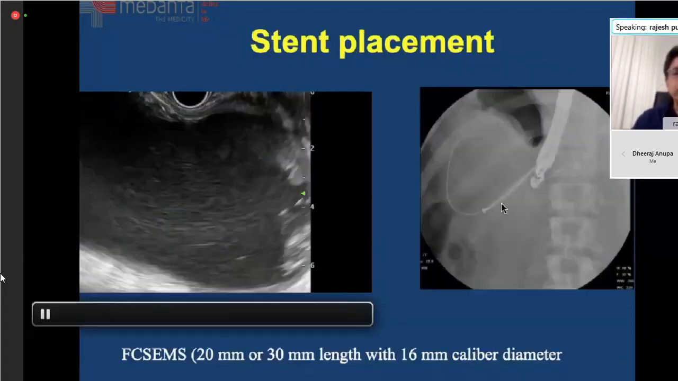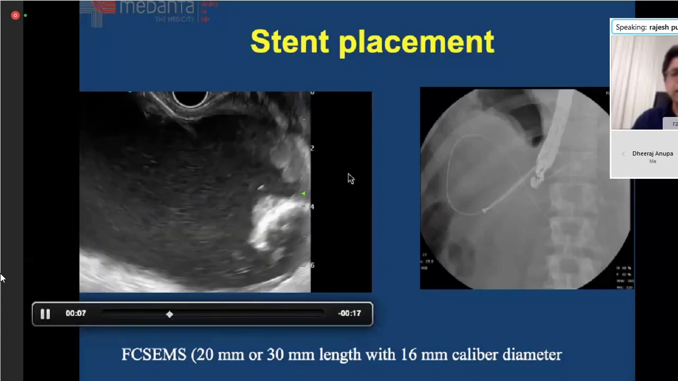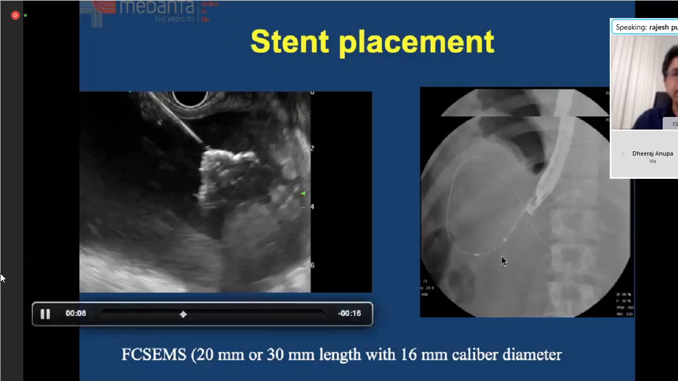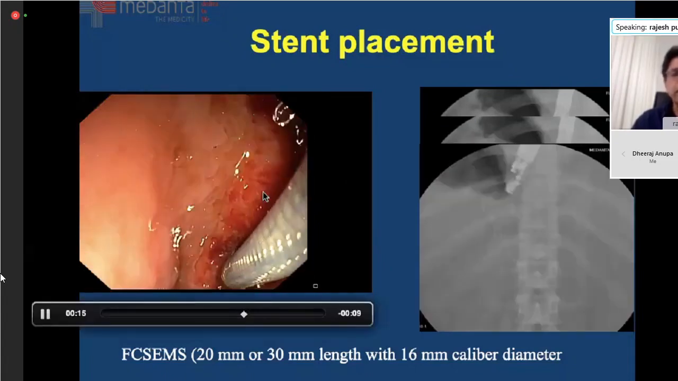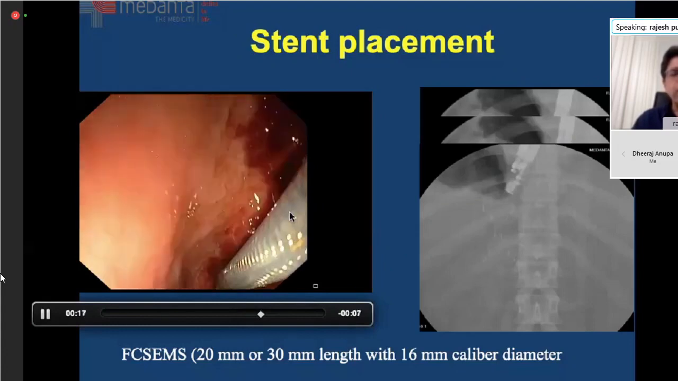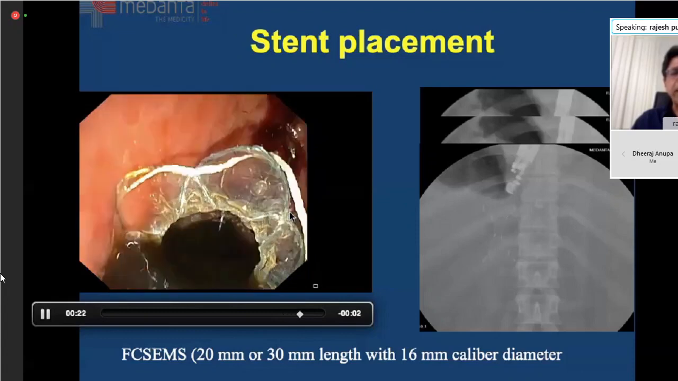This is the image. This is the fluoro image. Stent has gone in. This is the stent. Inner flange has inflated. This is the inner flange. Pull your scope. Pull your stent. Under endoscopic guidance or with the help of EUS, you can release. That's how you place the metal stent.